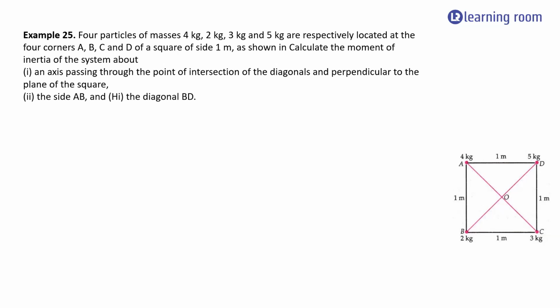Next. What is parallel axis theorem? When we want to find the moment of inertia about any axis which is parallel to an axis passing through the center of mass, then the moment of inertia is given as the sum of the moment of inertia about the center of mass plus mass of the object into what square? Distance between the two axes square, right?